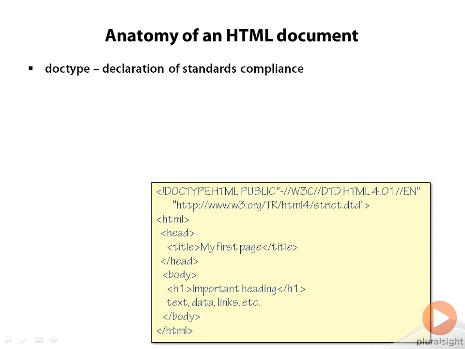So the doc type is there, tells any client which standard we're following. We follow that by an HTML root element, which is our single top level element that's going to wrap our document. All of our other pieces are going to be contained inside of that.